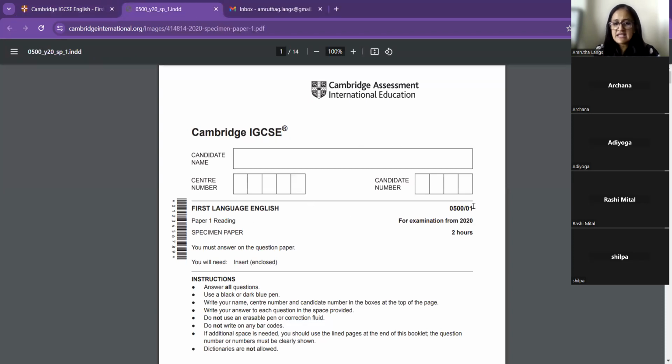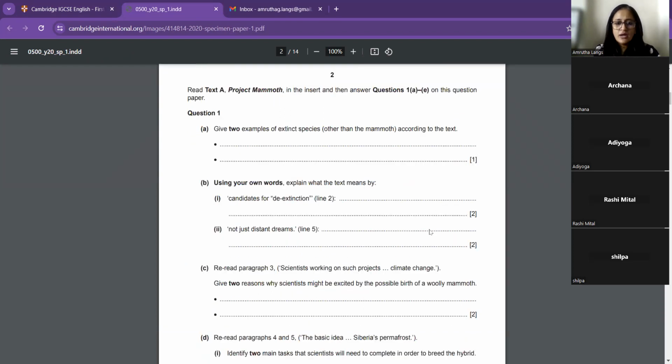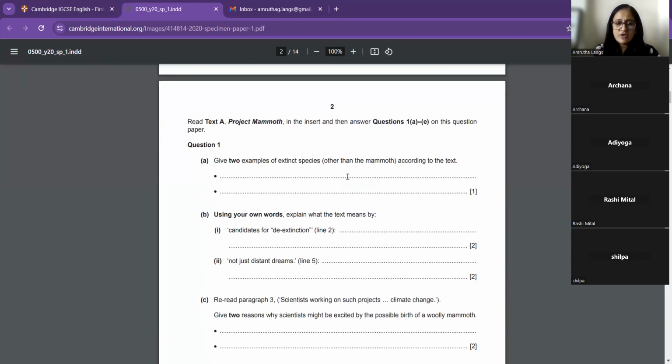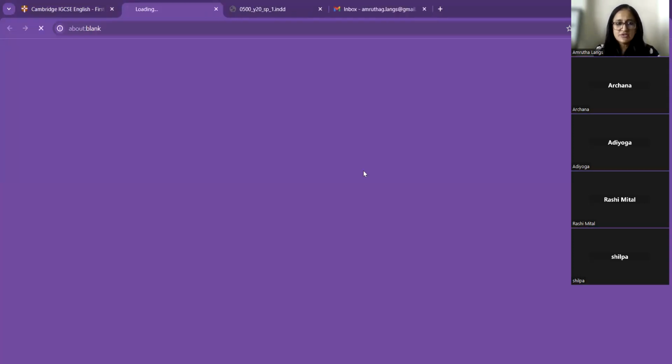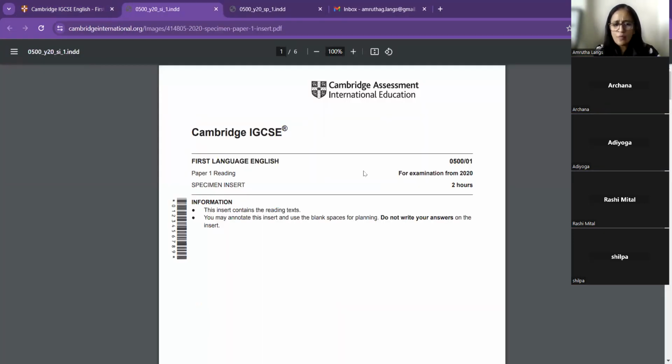So this is the first language English, and this is where the code comes in. Now, they have a question paper like this, and they have the insert, which is separate. I hope you can see my screen. I've changed the tab. You can see it? Okay, cool. So this is the insert.